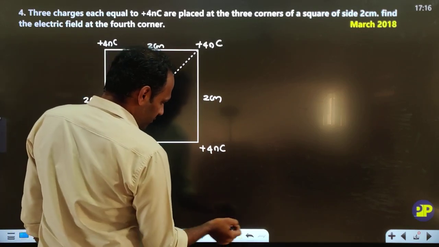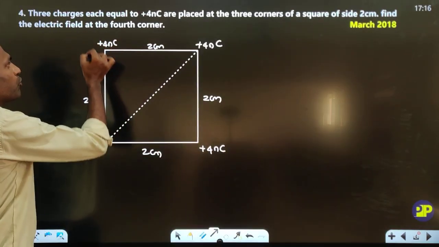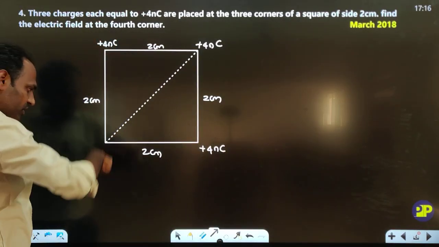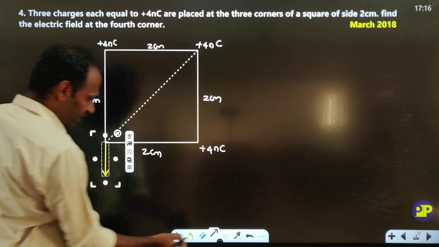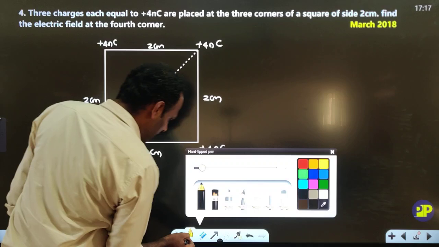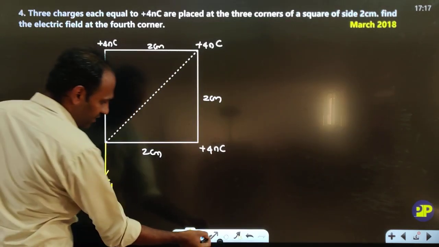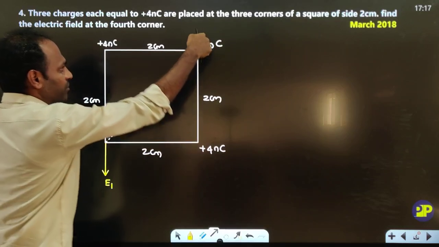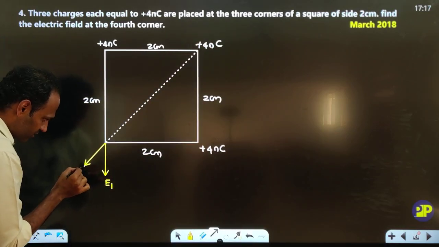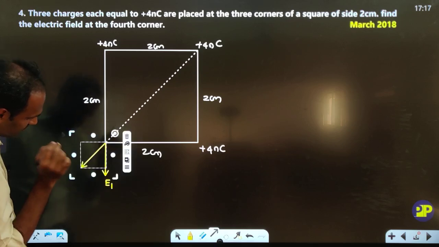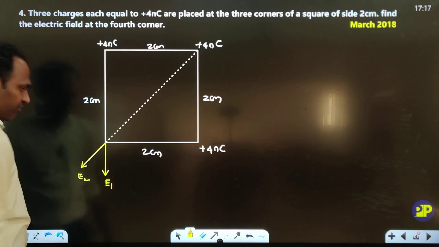Next we'll mark the directions of the electric fields. Electric field due to plus 4 nanocoulomb has to be away from the charge. So I will take it in this direction. This is the first electric field, I will name it E1. This is the electric field due to this charge. Another electric field due to this charge has to be away from the charge, so it will be along the diagonal like this. I will name this electric field as E2.